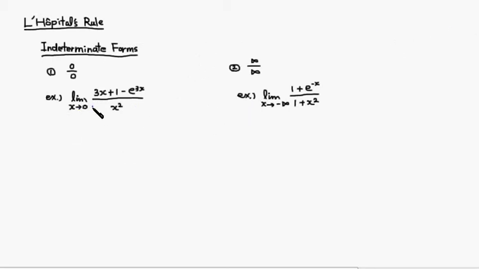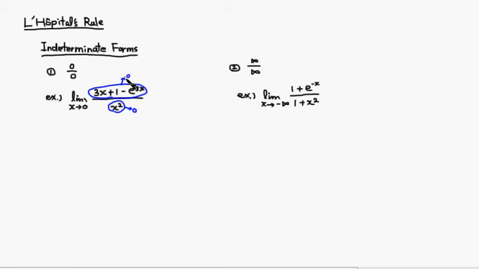Here, let's look at this limit as x approaches 0, and the function is 3x plus 1 minus e to the 3x, all over x squared. Let's plug in the number 0. The denominator is 0 squared, so this approaches 0. On top, you have 3 times 0 is 0, plus 1 minus e to the 0 is 1, so 1 minus 1. So the numerator is actually 0.